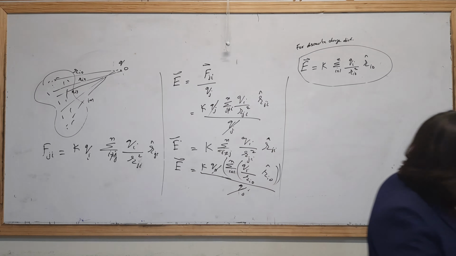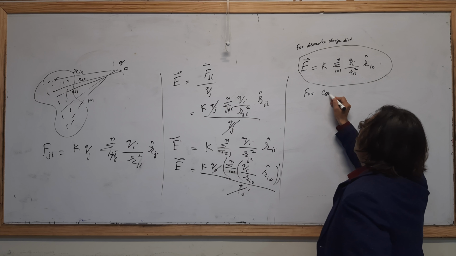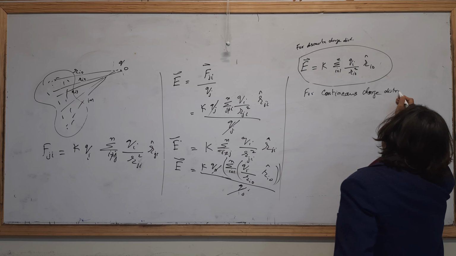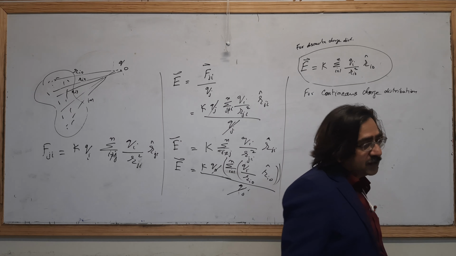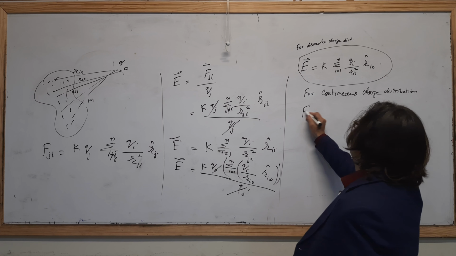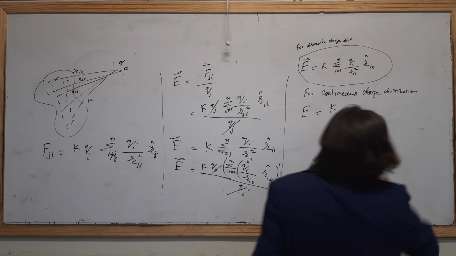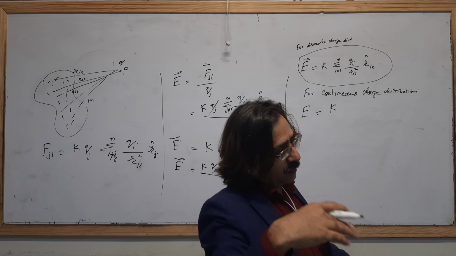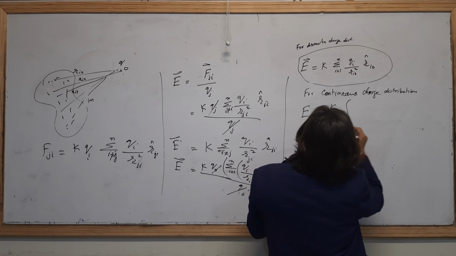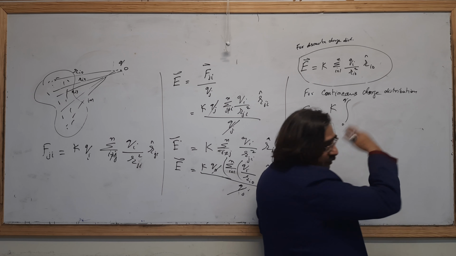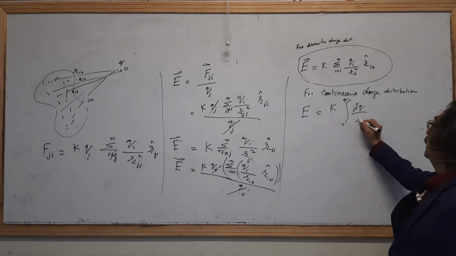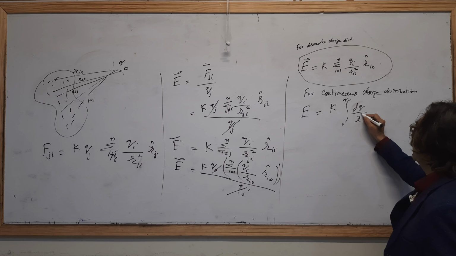There are three types. For continuous charge distribution, as I have already explained in Coulomb's law, the electric field will be K, and the summation for a continuous distribution goes up to infinity and becomes an integral from 0 to Q. dq, I have already explained in Coulomb's law how this will be equal to this, and r is the distance, over r squared, r unit vector.